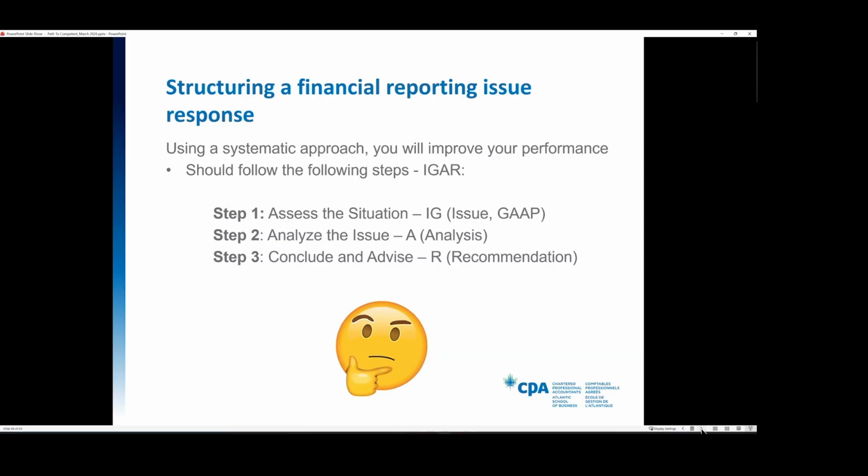I've already talked about the appropriate structure that you need to use when you are analyzing financial reporting issues. For those of you who've been in the professional education program, that particular structure relates very much to the CPA way. Step one of the CPA way is to assess the situation, and that's all around issue identification and what's the appropriate accounting framework. Step two is analyze the issue, so that's the A. Step three is to conclude and advise, which is the R, the recommendation.